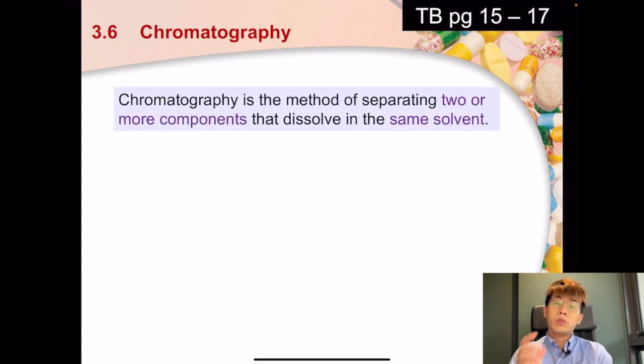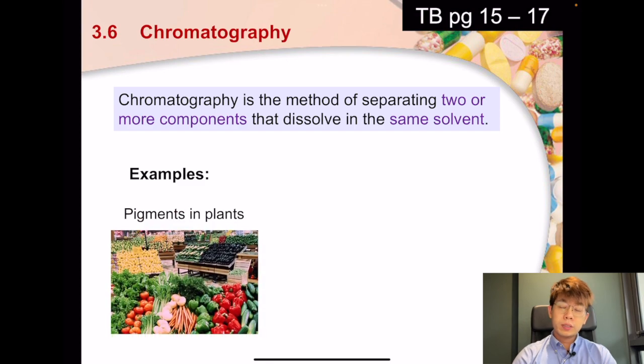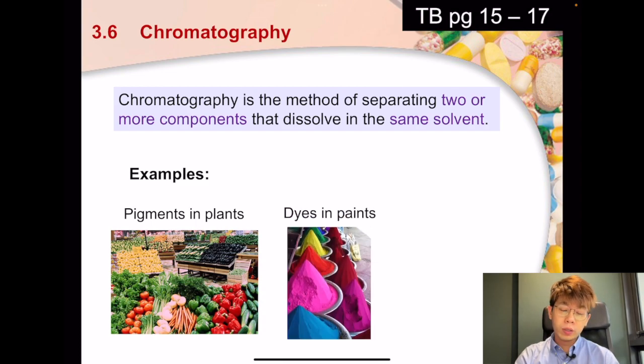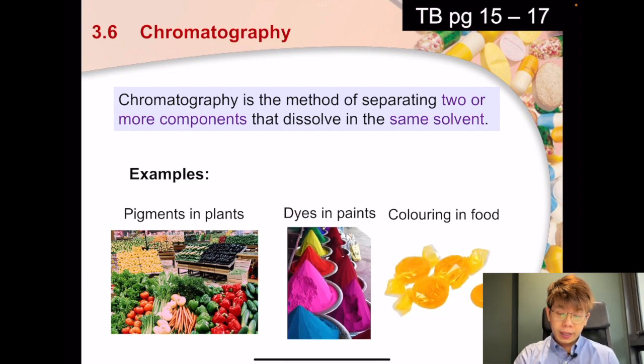Over here, with chromatography, I'm going to separate two or more components within a solution, and it's very, very small amounts, okay? For example, pigments in plants. We all know purple consists of red and blue. So how do I separate the red and blue color? Or again, dyes in paints and coloring in food.